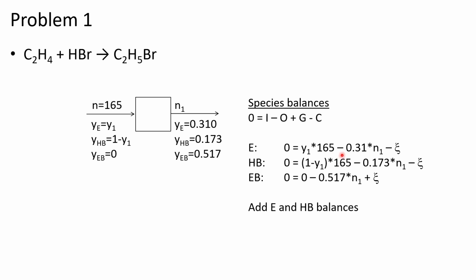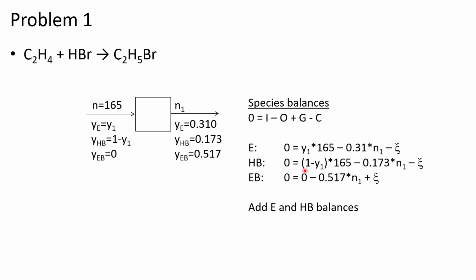Next, we're going to subtract what comes out. If we look at the outlet stream, we'll take the fraction of the stream that is ethylene, which is 0.31, and multiply that by the amount above the arrow, which is N1. So we'll subtract off 0.31 times N1. And then from one of the previous slides, we know that the generation minus consumption term for ethylene is a minus Xi. And we're going to repeat this now for hydrogen bromide.